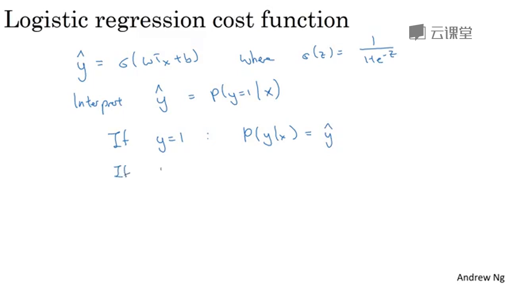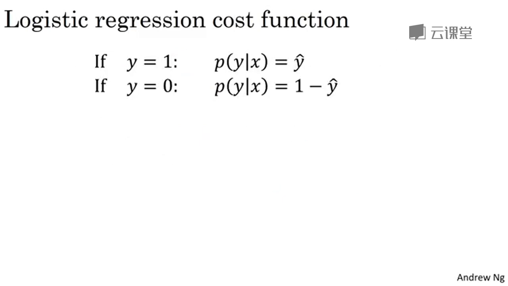And conversely, if y is equal to 0, then the chance that y was 0 was 1 minus y hat, right? So if y hat was the chance that y is equal to 1, then 1 minus y hat is the chance that y is equal to 0. So let me take these last two equations and copy them to the next slide. These two equations basically define p of y given x for the two cases of y equals 0 or y equals 1. And I'm going to summarize them into a single equation.